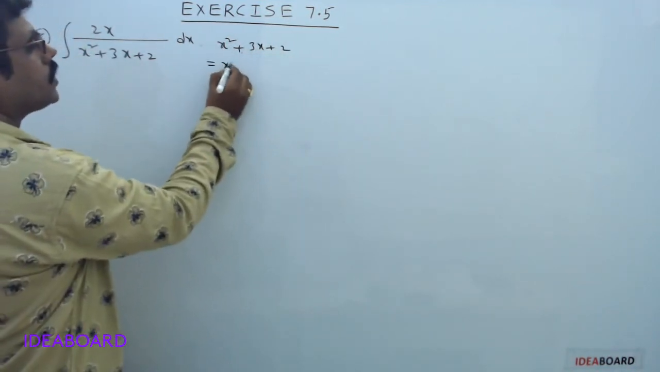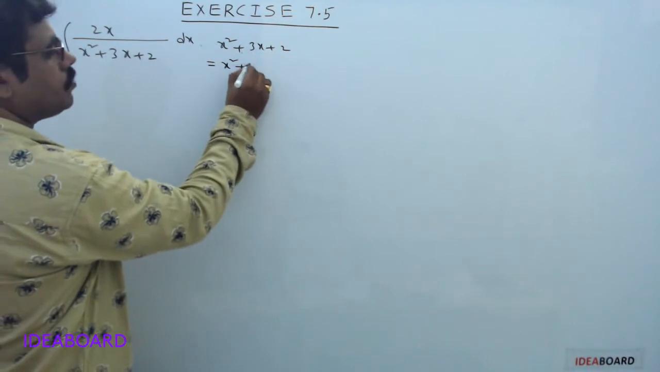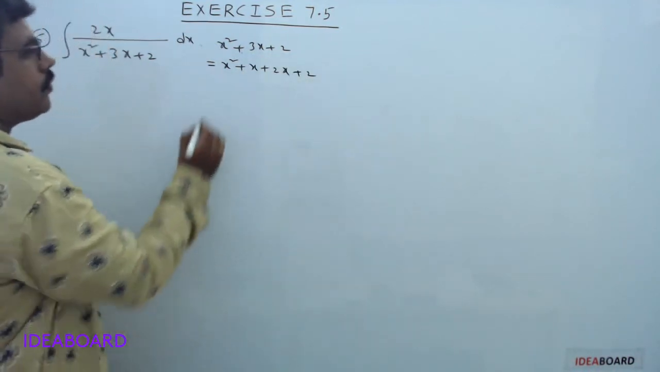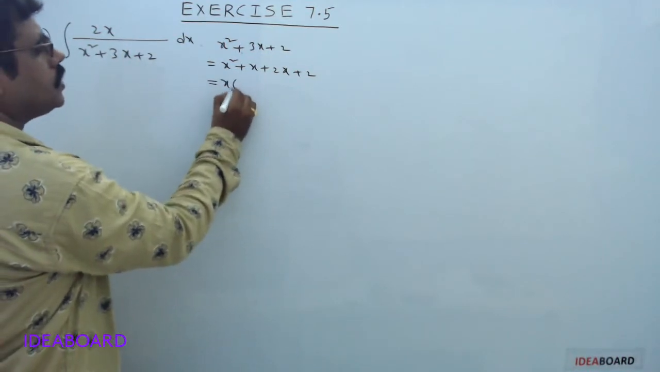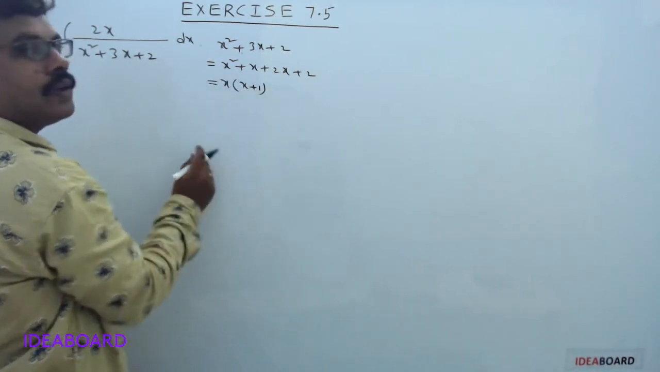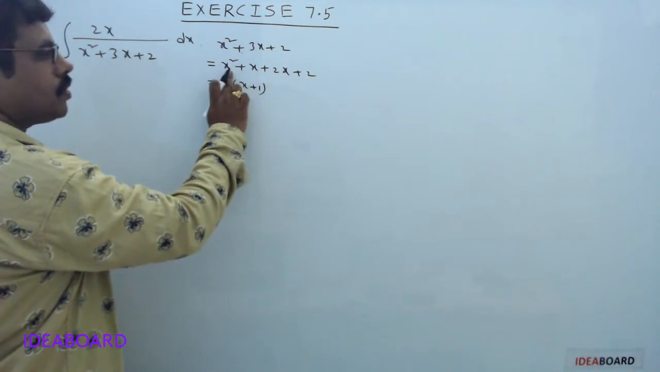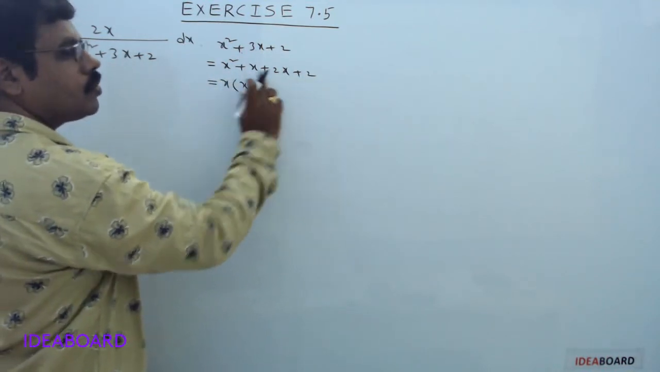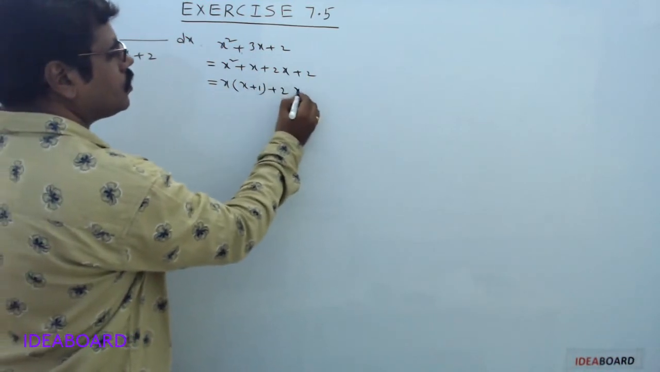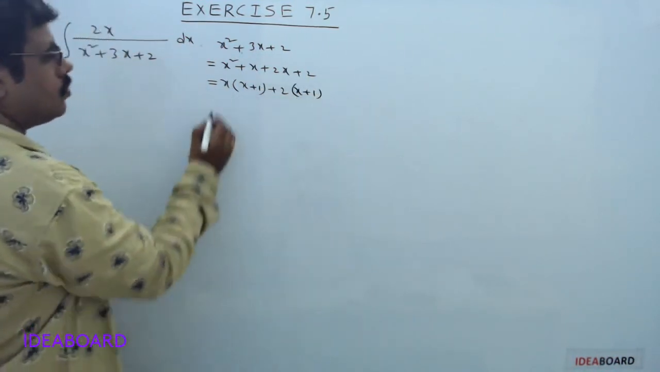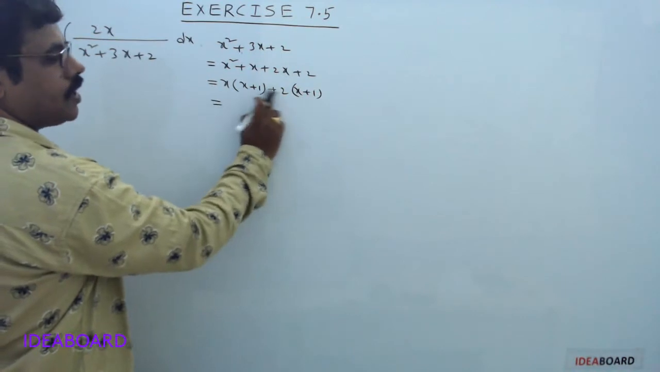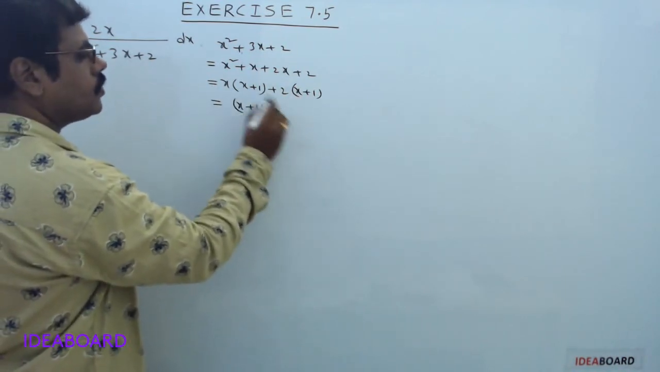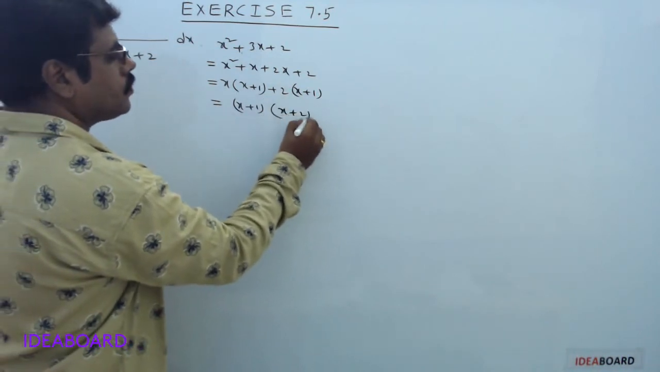Now x square plus 3x plus 2 can be written as x square plus x plus 2x plus 2. Now take the common factor x from the first and second terms, so this is x into x plus 1. From the third and fourth terms, 2 is the common factor, so 2 into x plus 1. Now again x plus 1 is the common factor. x plus 1 into x plus 2.